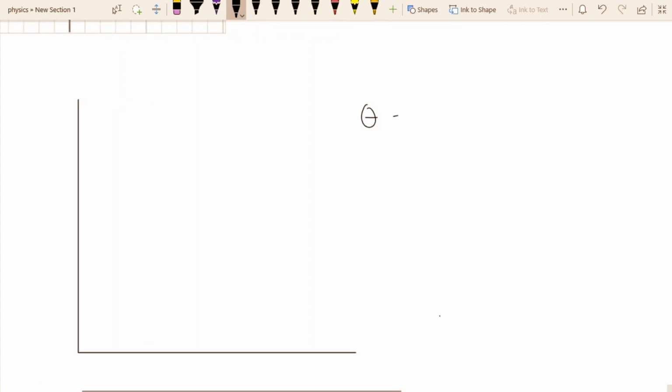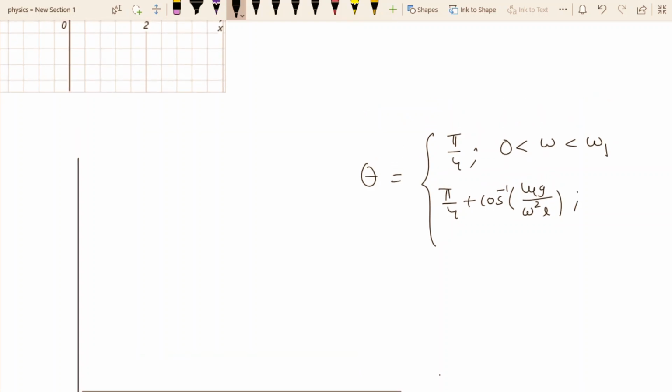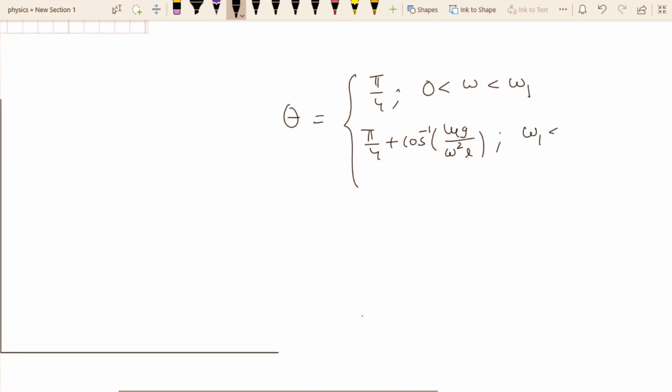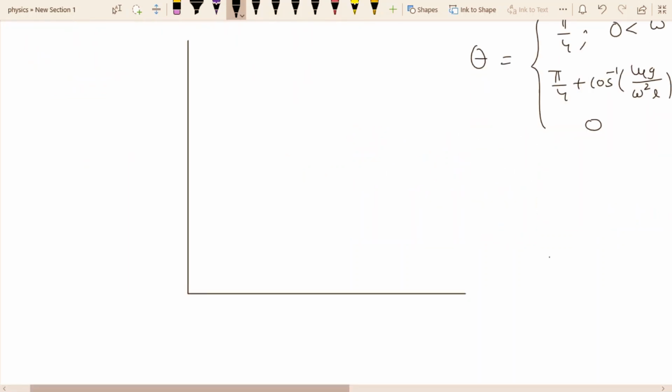Whatever the given data that we are getting, the theta value is pi by 4 when 0 is less than omega less than omega 1, and it is pi by 4 plus cos inverse of mu g divided by omega square into L. This is valid when omega 1 is less than omega less than omega 2. When omega is greater than omega 2, in that situation the angle becomes 0. Here we are going to show you that case.